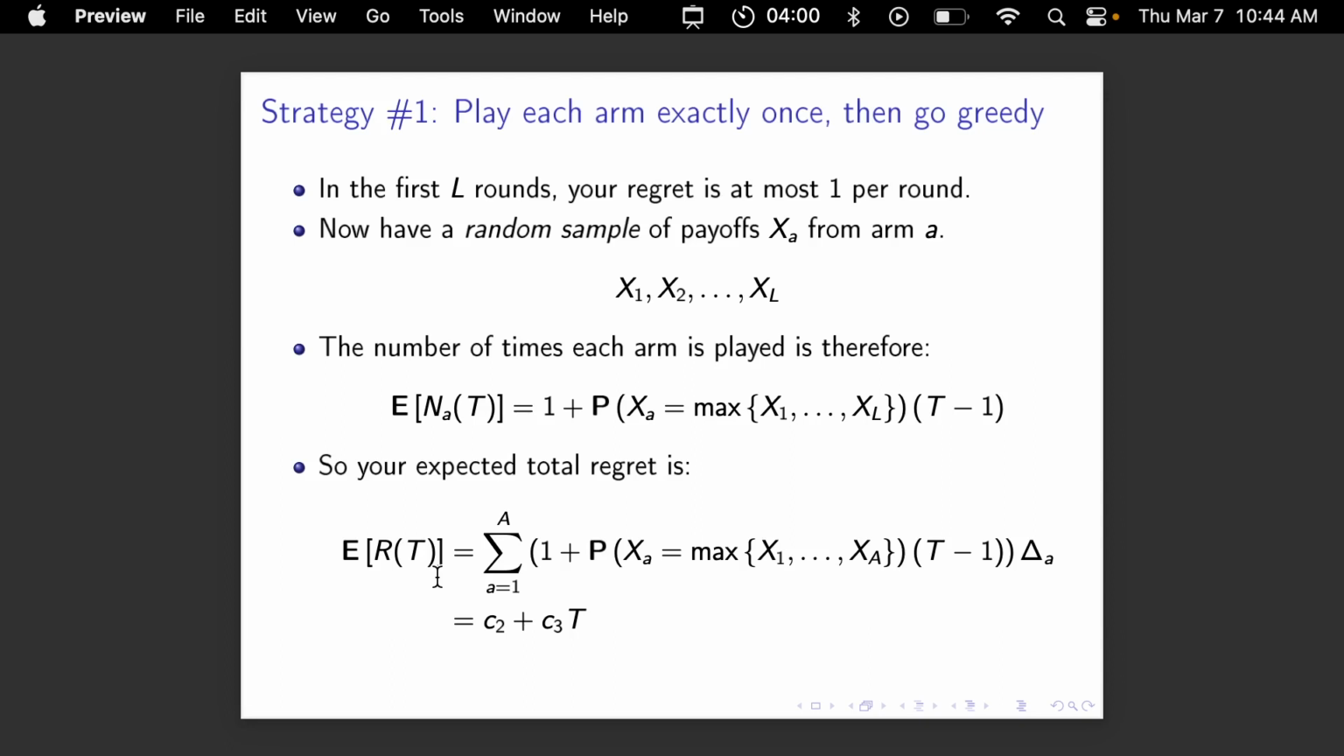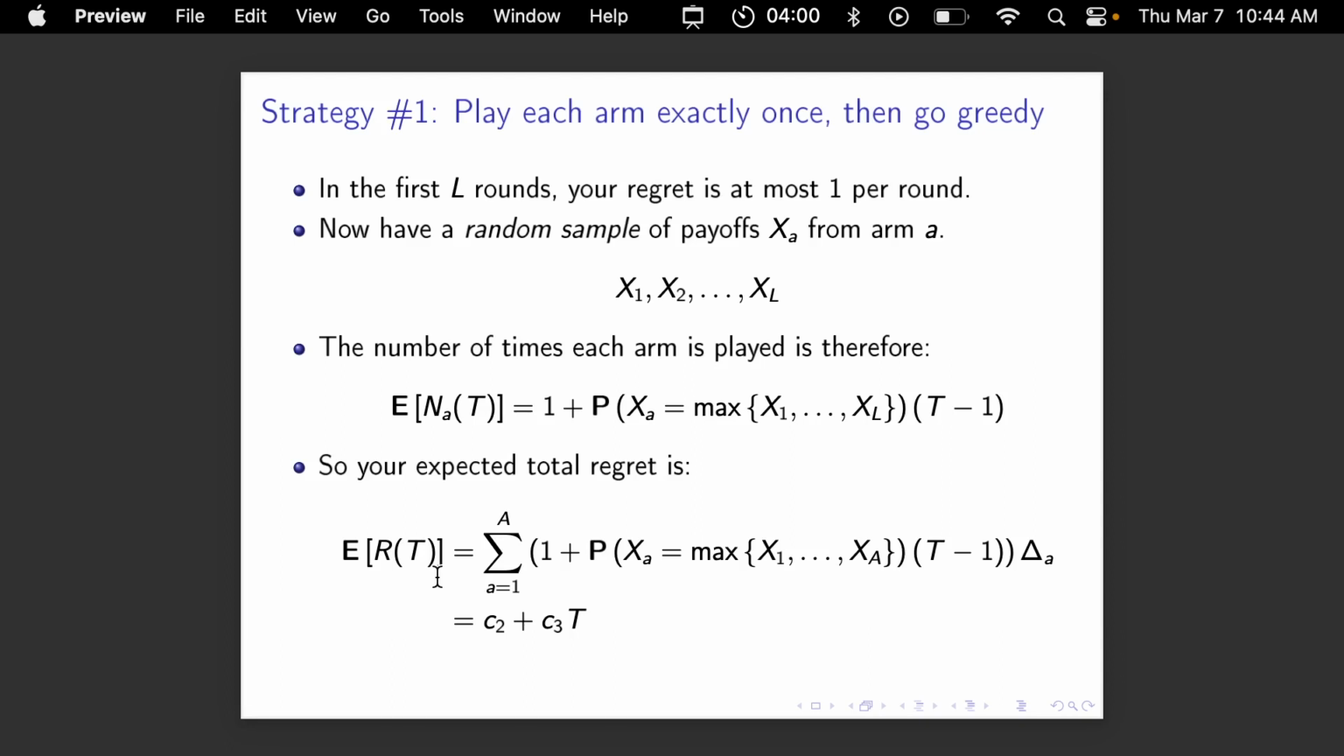Why is it a linear function? Well, there's some constant in front, and then all the other arms, again, there's some constant in front of them times T. So it's still linear. But the thing is, this constant value hopefully is a little bit better than 1 over L. And that's because you have a slightly higher than 1 over L chance of picking the best arm, and a slightly lower than 1 over L chance of picking the crappy arms. So overall, you should do a little bit better with this strategy.